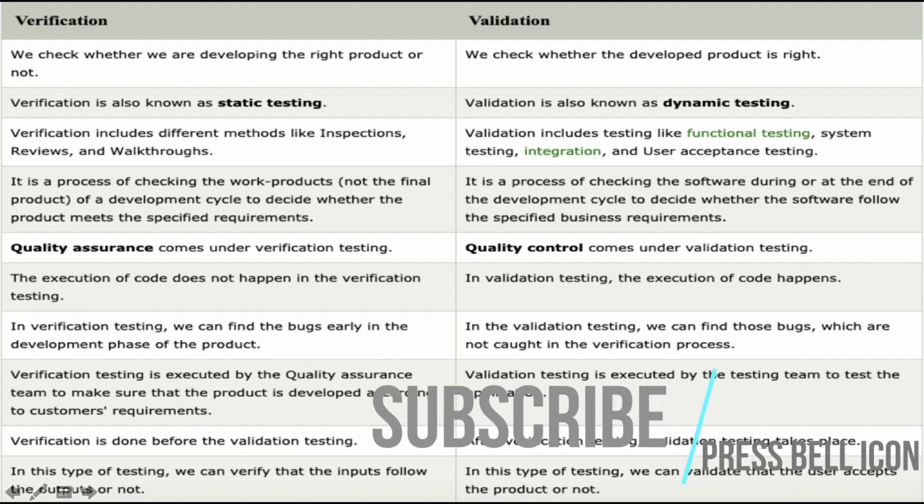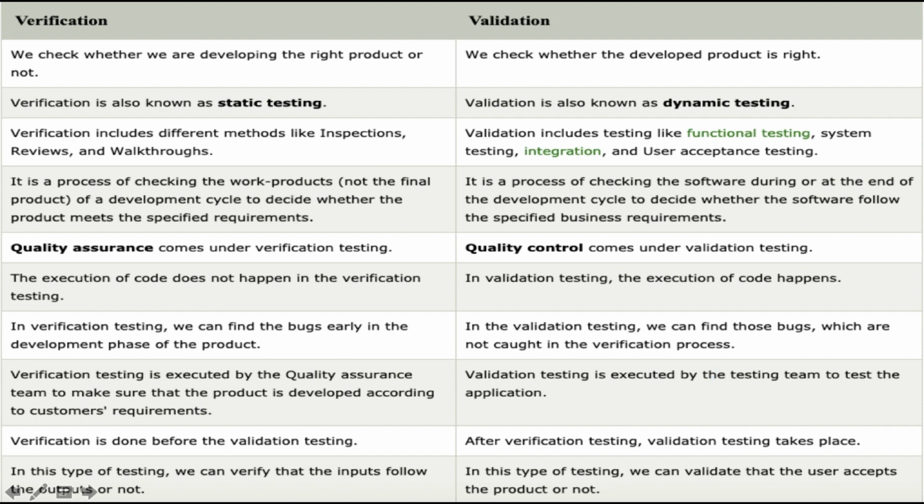Verification testing is executed by the quality assurance team to make sure that the product is developed according to customer requirements, whereas validation testing is executed by the testing team to test the application. Verification is done before validation testing, and after verification testing, validation testing takes place.